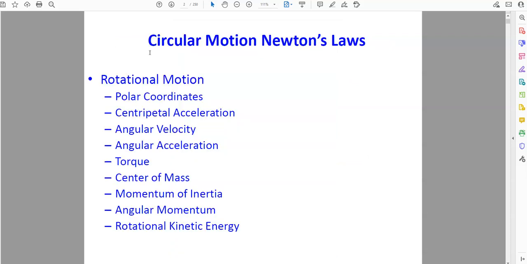So over the entire content of rotational motion, we're going to cover polar coordinates, centripetal acceleration, angular velocity, angular acceleration, torque, center of mass, moment of inertia, angular momentum, and rotational kinetic energy. And we're not going to be doing it in those orders, but we are going to be covering those topics.